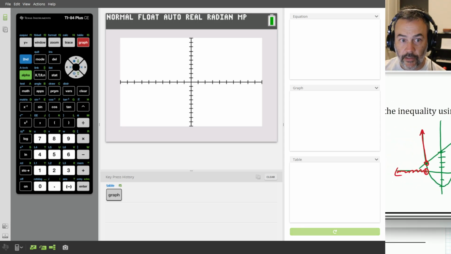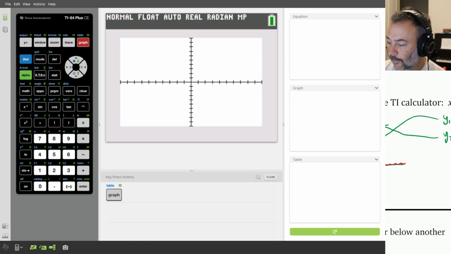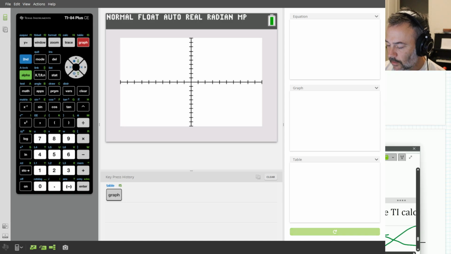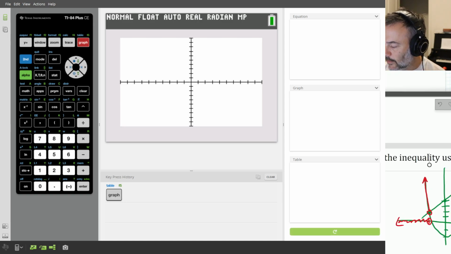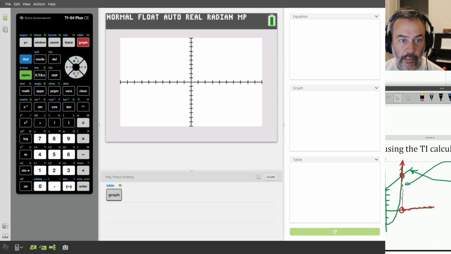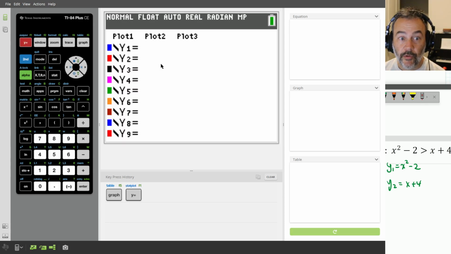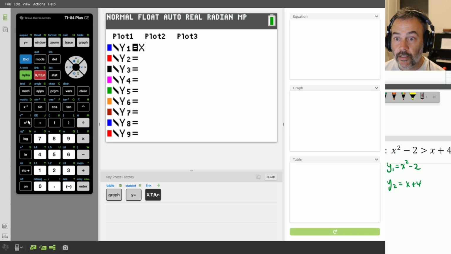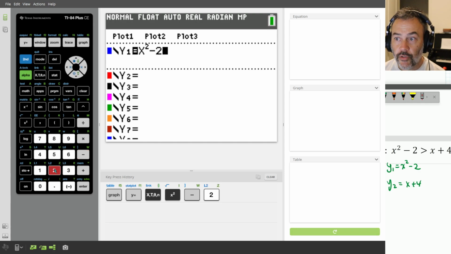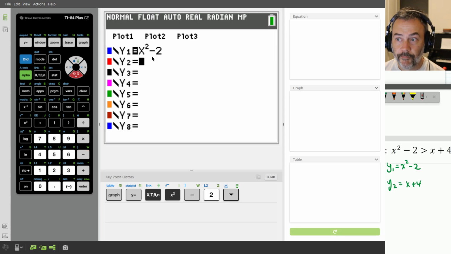I'm going to slide this over slightly so I can see that inequality on my screen. I slid it too far. Okay, there we go. I can see it on both screens. Okay, so I have x squared minus 2. So I'm in my calculator now. Get your TI calculator and do this with me. I'm going to go to y equals, and I will graph the left-hand side. That would be x squared minus 2. I'll go down to the next equation and I will graph x plus 4.